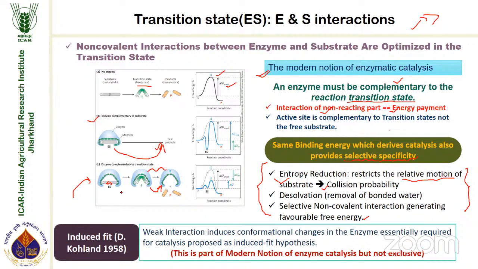So the lock and key model is not sufficient to explain the high rate of reactions, but the induced fit, or modern notion of enzyme catalysis, sufficiently explains the rationale of enzyme catalysis. I hope everything is clear.